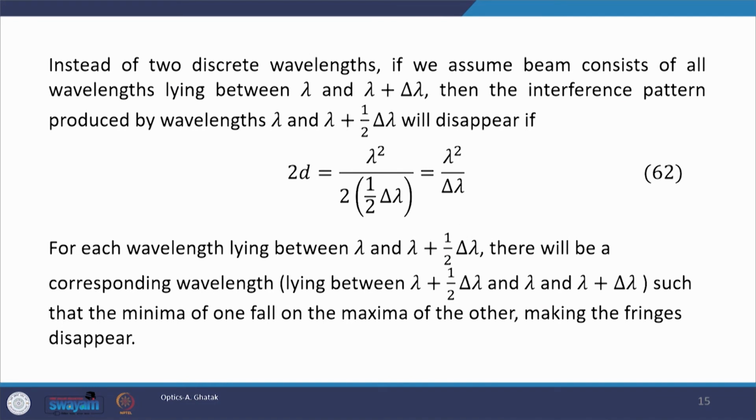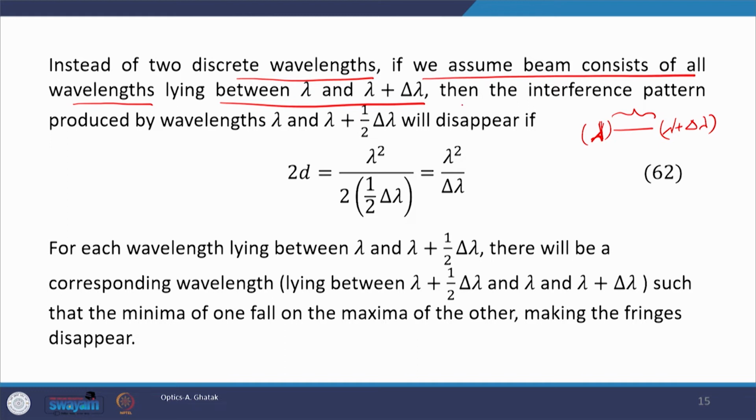With this in hand, let us do it differently. Now, instead of two discrete wavelengths, assume the beam consists of all wavelengths lying between lambda and lambda plus delta lambda. Earlier we took only two discrete wavelengths, lambda 1 and lambda 2. Now we are considering a source emanating a beam with a continuum of wavelengths, lying between lambda and lambda plus delta lambda. These are the two limits, and between them all wavelength components are there in our beam.